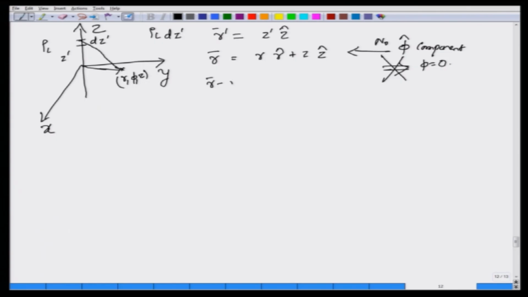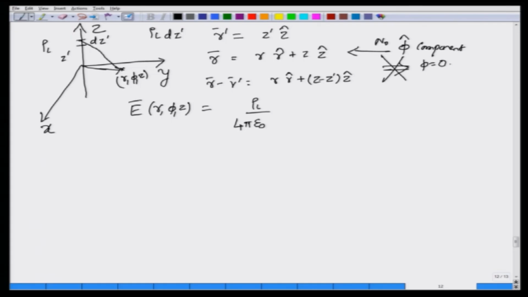The vector is r minus r prime, which is r hat plus z minus z prime along z. Okay. Now, we use the expression for electric field, we integrate in the appropriate dimensions. I am looking at the electric field at a particular point r phi z in the plane. This will be equal to rho L by 4 pi epsilon 0.